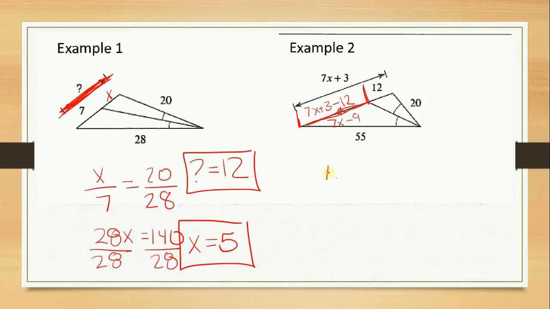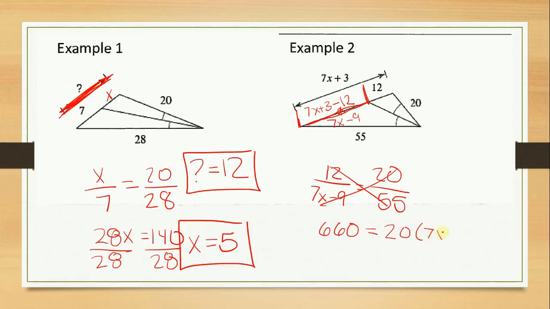So I can go 12 over this piece, 7x minus 9, equals 20 over 55. I'm going to cross multiply, so that's going to give me 660 equals that side, so that would be 20 times 7x minus 9. 660 equals, I think that's 140x, right? 20 times 7? Yeah. Then 20 times negative 9, that's 180.